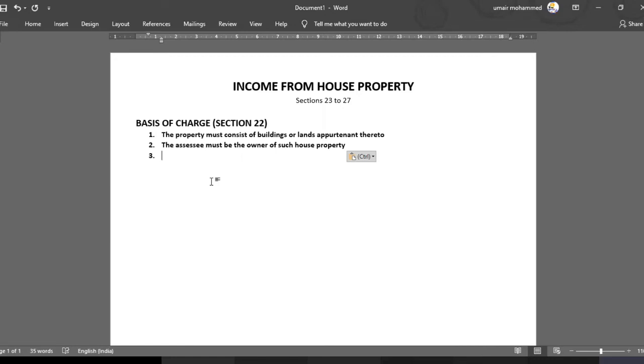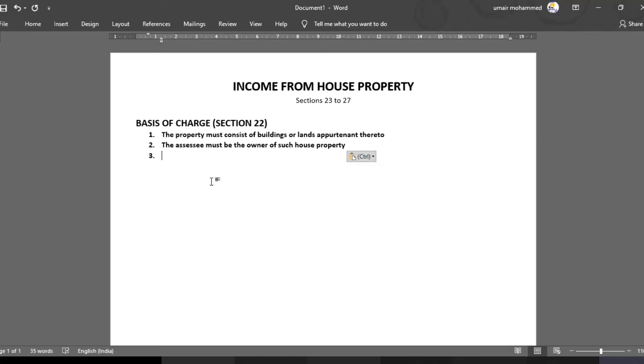The one scenario I gave you is that I have taken the house on rent from you, and part of the house I have given to my friend to stay, and I am collecting rent from him. The income I am getting from my friend in the form of rent can't be income from house property for a simple reason: I'm not the owner of the house. In order to consider any income as house property income, you should be the owner of the house.